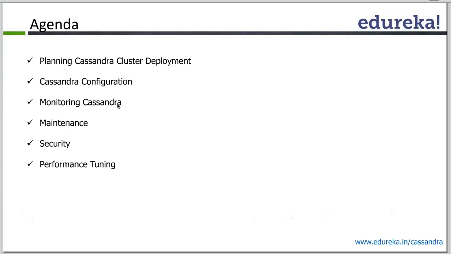How do you monitor a Cassandra cluster? How do you maintain a Cassandra cluster? How do you add a new node or remove an existing node? How do you do load balancing? There are many different things that can be done. And then on the security lines, how do you give different permissions for the schemas to the users? And then the other thing is, how do you tune the performance?